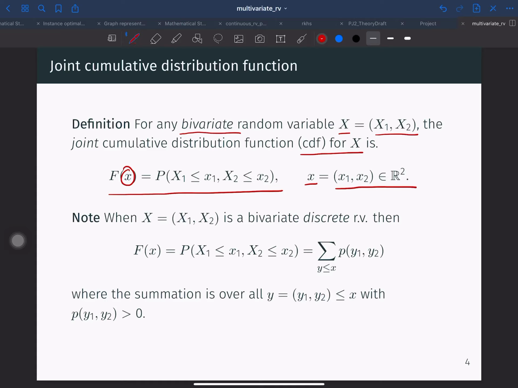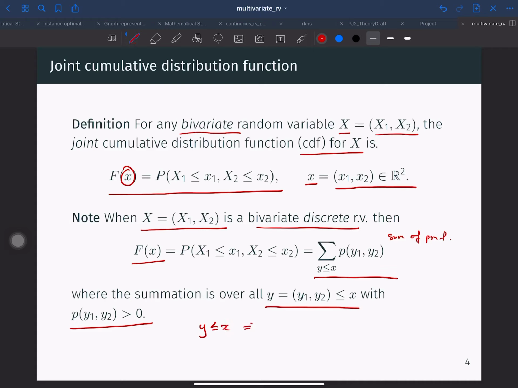In any case, when X is bivariate and discrete, then the joint CDF is simply written as the sum of the PMF. And here, once again, the summation is over all y with positive probability. So we write y less than or equal to x if and only if y1 less than or equal to x1 and y2 less than or equal to x2 as a shorthand notation.